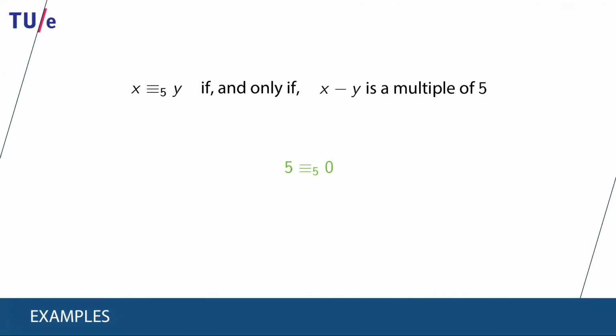5 is equivalent to 0 modulo 5, since 5 minus 0 is equal to 5, and 5 is clearly a multiple of 5. Also, 2 is equivalent to 17 modulo 5, since 2 minus 17 is equal to minus 15, which is a multiple of 5. On the other hand, 5 is not equivalent to 1 modulo 5, since 5 minus 1 is 4, and 4 is not a multiple of 5. And modulo 5, 2 is not equivalent to 26, since 2 minus 26 is minus 24, which is not a multiple of 5.